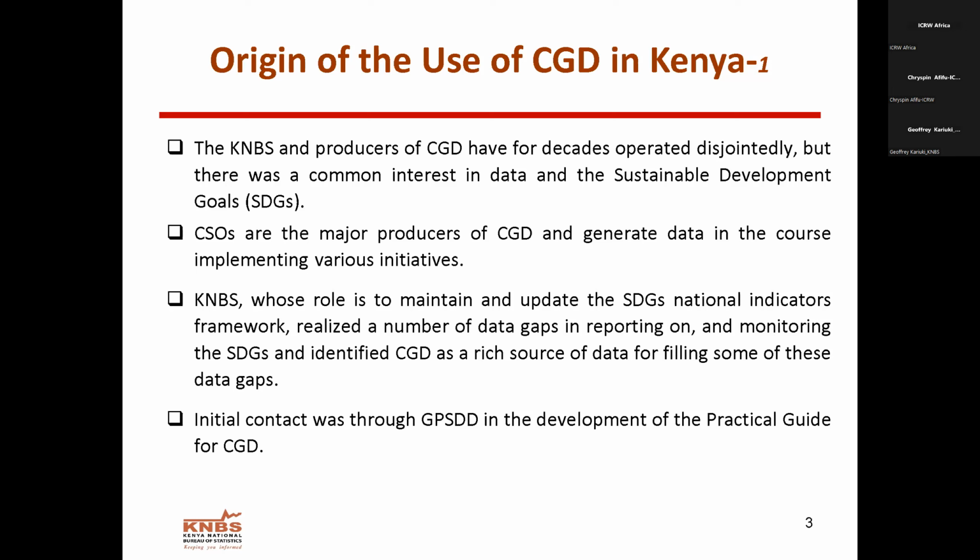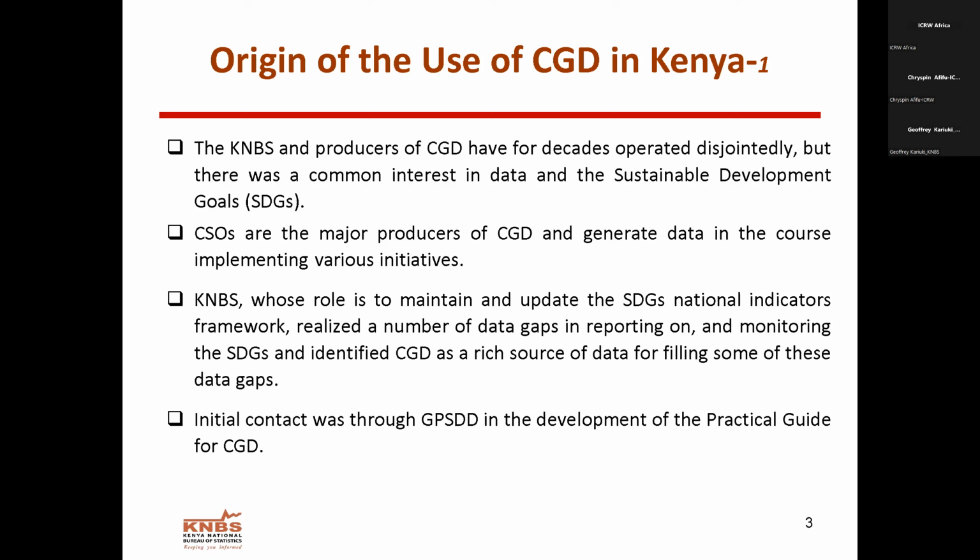We saw that we were lagging behind in reporting on SDGs, among other indicators. And then there was a lot of data that was coming from CGD. And then we saw it's an opportunity for us to try and use the data that is generated by civil society organizations for official reporting. The term official reporting is different from official statistics. Official reporting means we can reuse the data as a way of reporting on certain indicators for the Sustainable Development Goals. That is allowed for in the SDG handbook. So the conversation started in 2019.